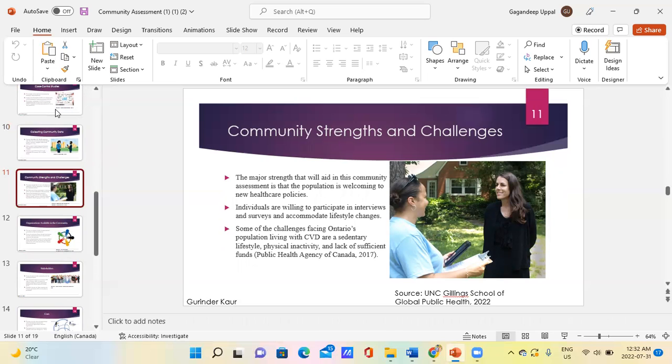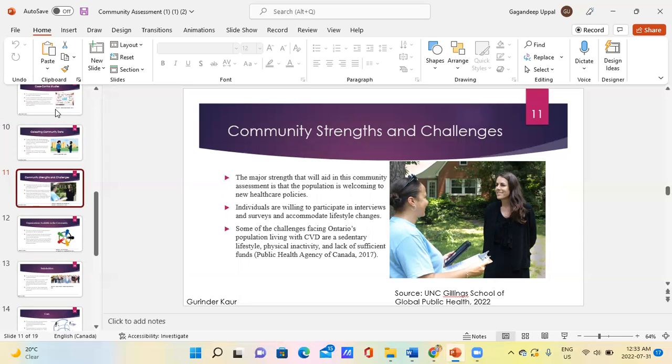The team will visit local community members, organizations, and healthcare centers to collect the primary data and compare the data with the previous secondary data to evaluate the community health. So next is community strengths and challenges.